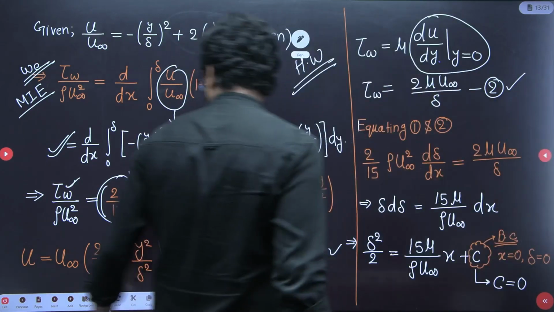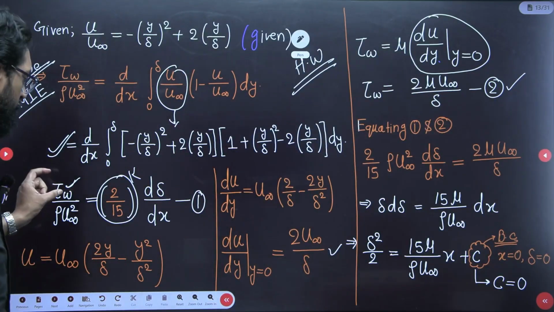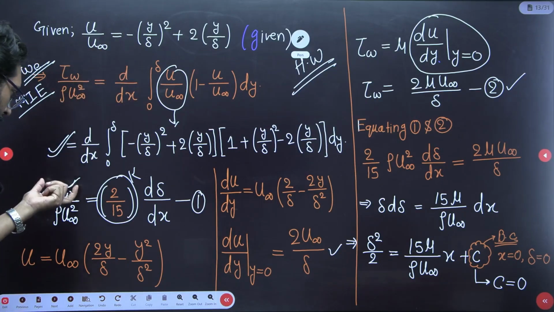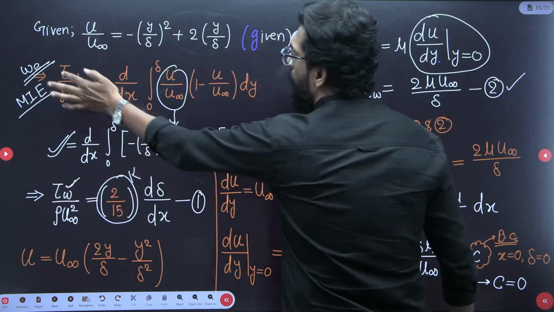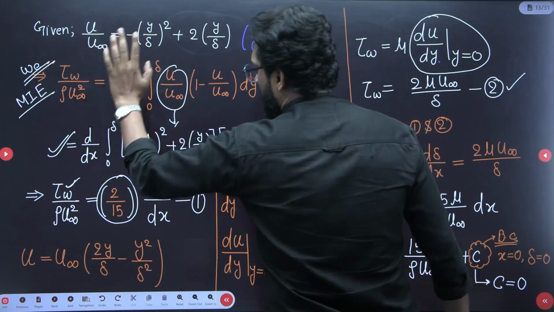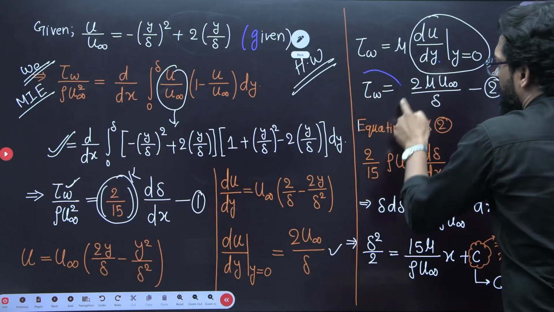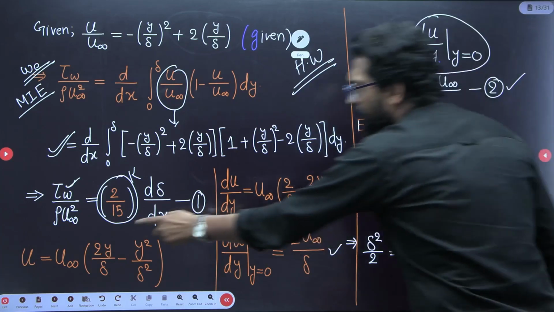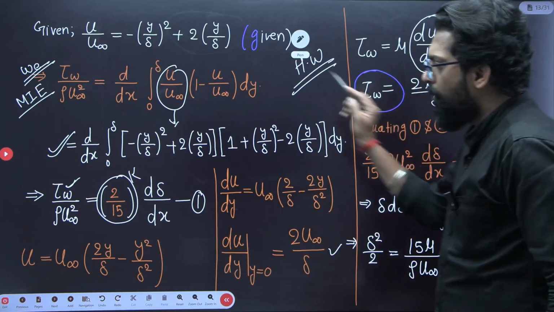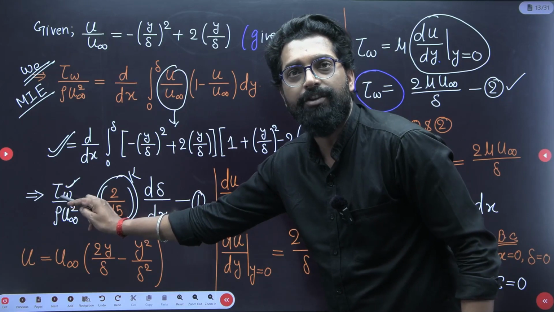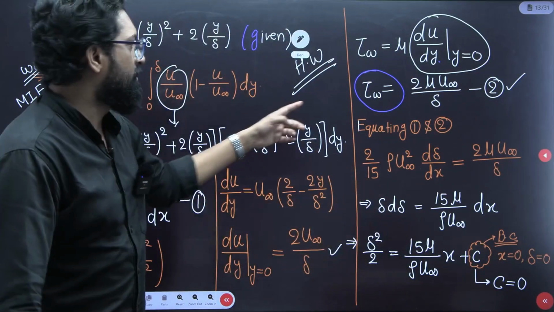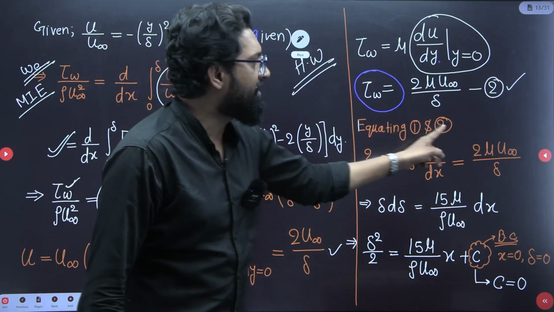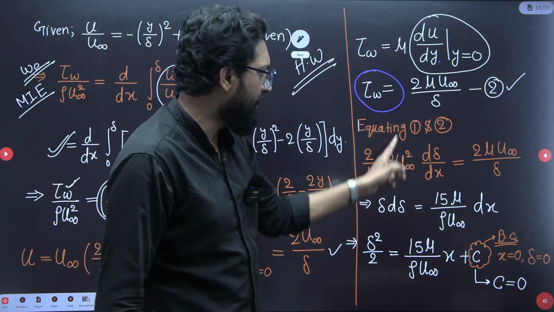Now, the first equation of the wall shear stress we derived from the von Karman integral equation, and this wall shear stress is derived according to Newton's law of viscosity. This is also wall shear stress. We equate these two equations. Now, equating first and second.